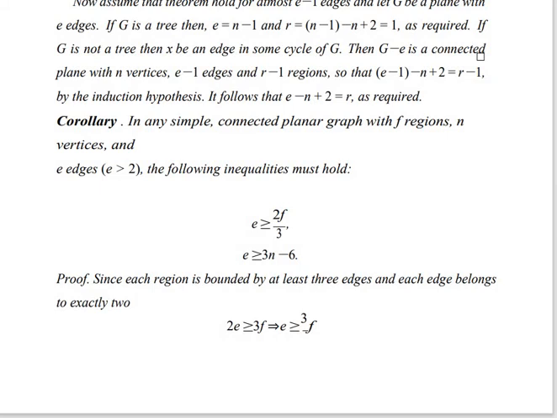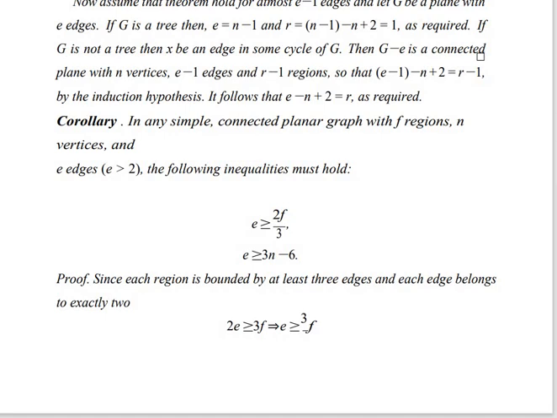Next is a corollary of Euler's formula. It says that in any simple connected planar graph with f regions, n vertices and e edges, specifically e greater than 2, that is, in the case of the number of edges greater than 2, the following inequalities must hold: e greater than or equal to 2f by 3, and e less than or equal to 3n minus 6. Let's see how we can prove this one.